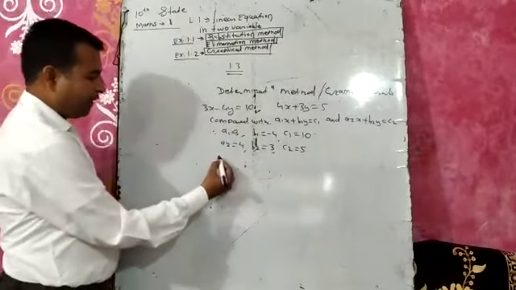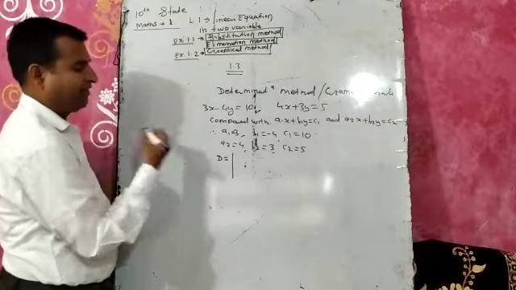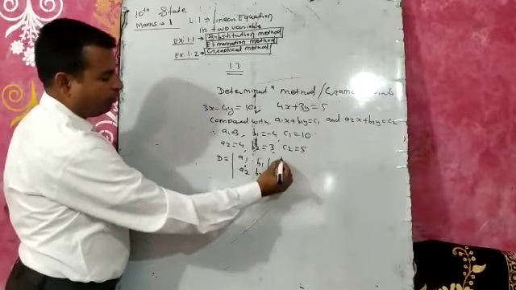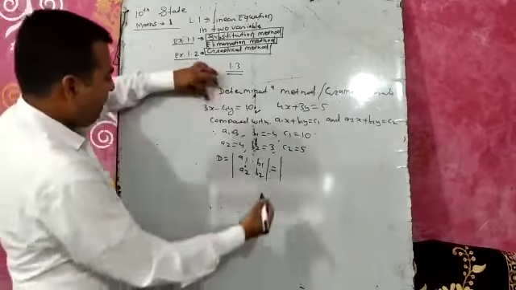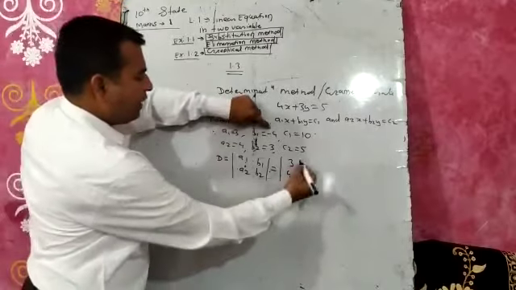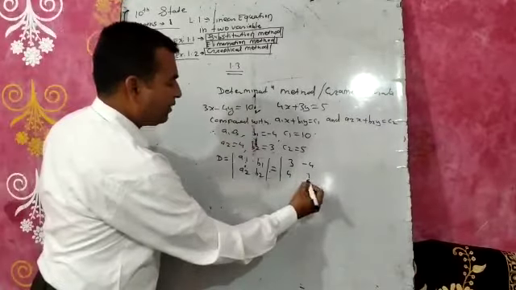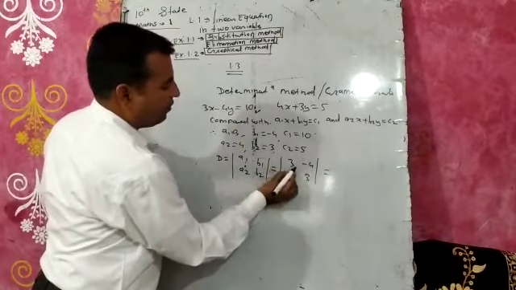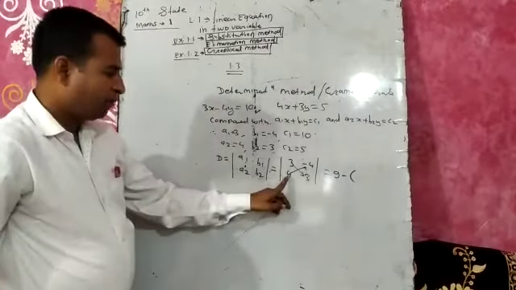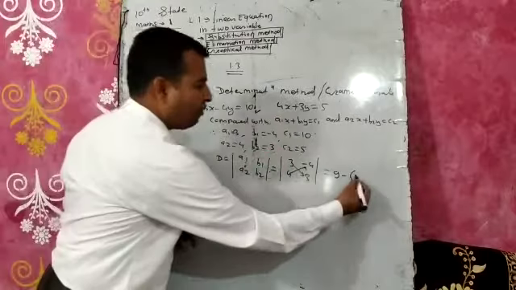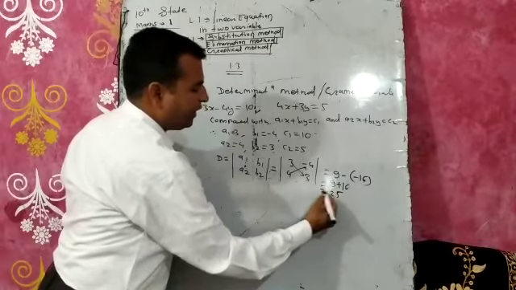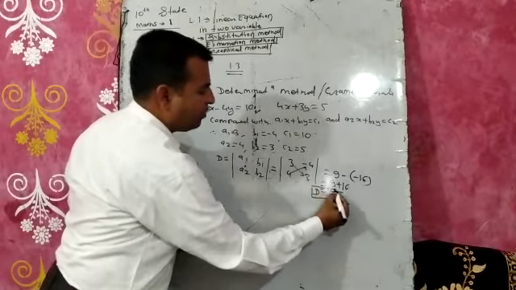First step, find the value of D, means determinant. Formula by a1, a2, b1, b2. Put the values: a1 means 3, a2 means 4, b1 means minus 4 and b2 means 3. By the rule of determinant, 3 times 3 is 9, minus 4 into minus 4 is equal to minus 16. So 9 plus 16 is equal to 25. This is the first step.